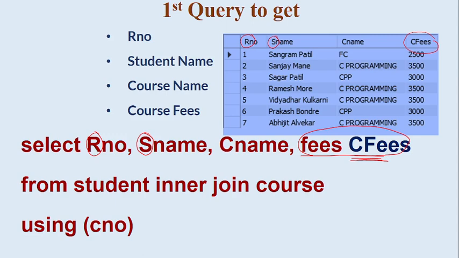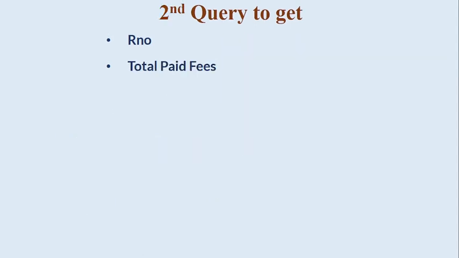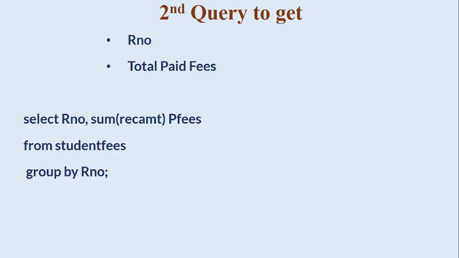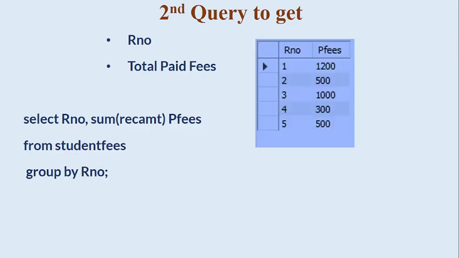Now the second query, to get the roll number and total paid fees. We have to write select RNO, sum of receipt amount. Now sum of receipt amount I am taking as paid fees, P fees, from student fees group by RNO. So whatever data is present in student fees, it groups the data depending upon the roll number, and then it adds up the data present within receipt amount for rows whose roll number is common. So it displays the data.